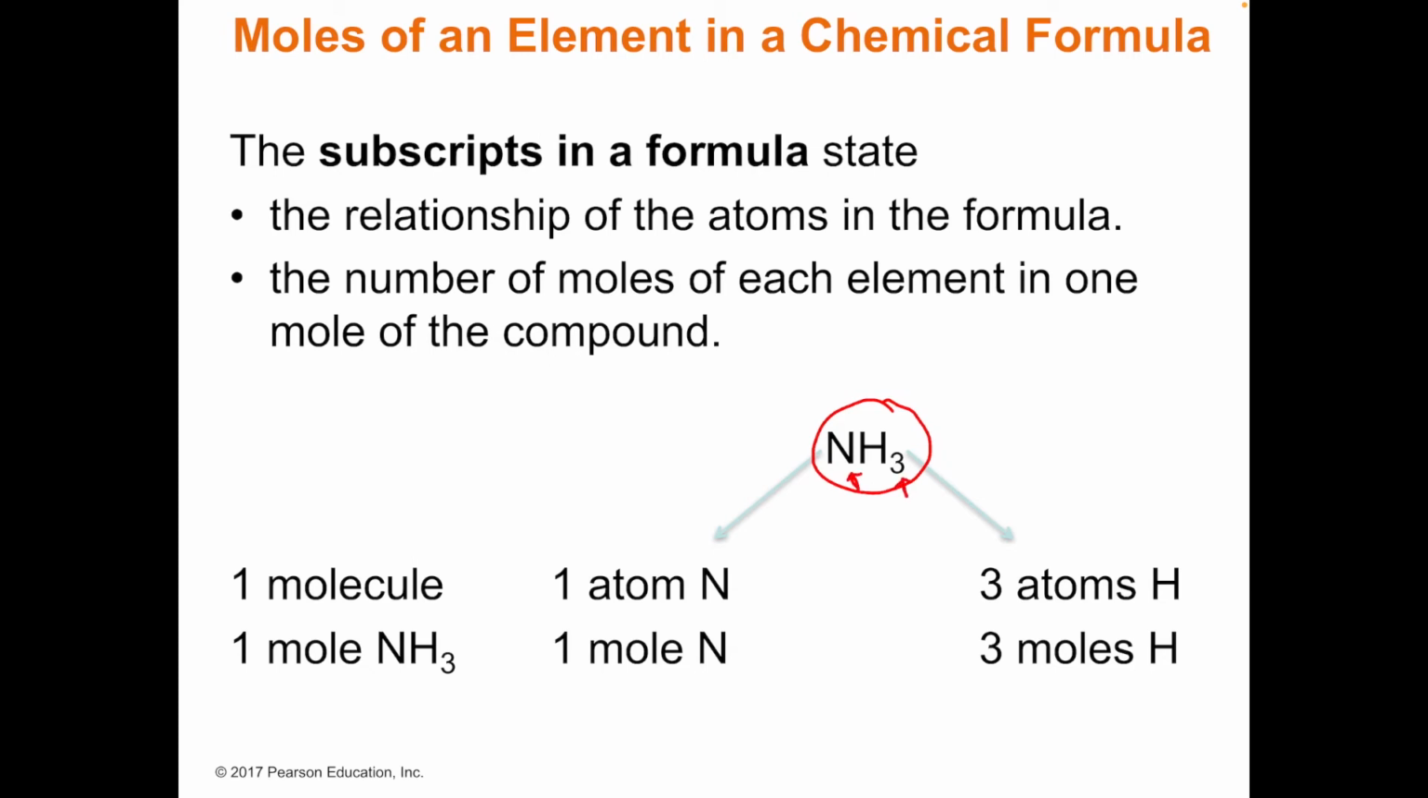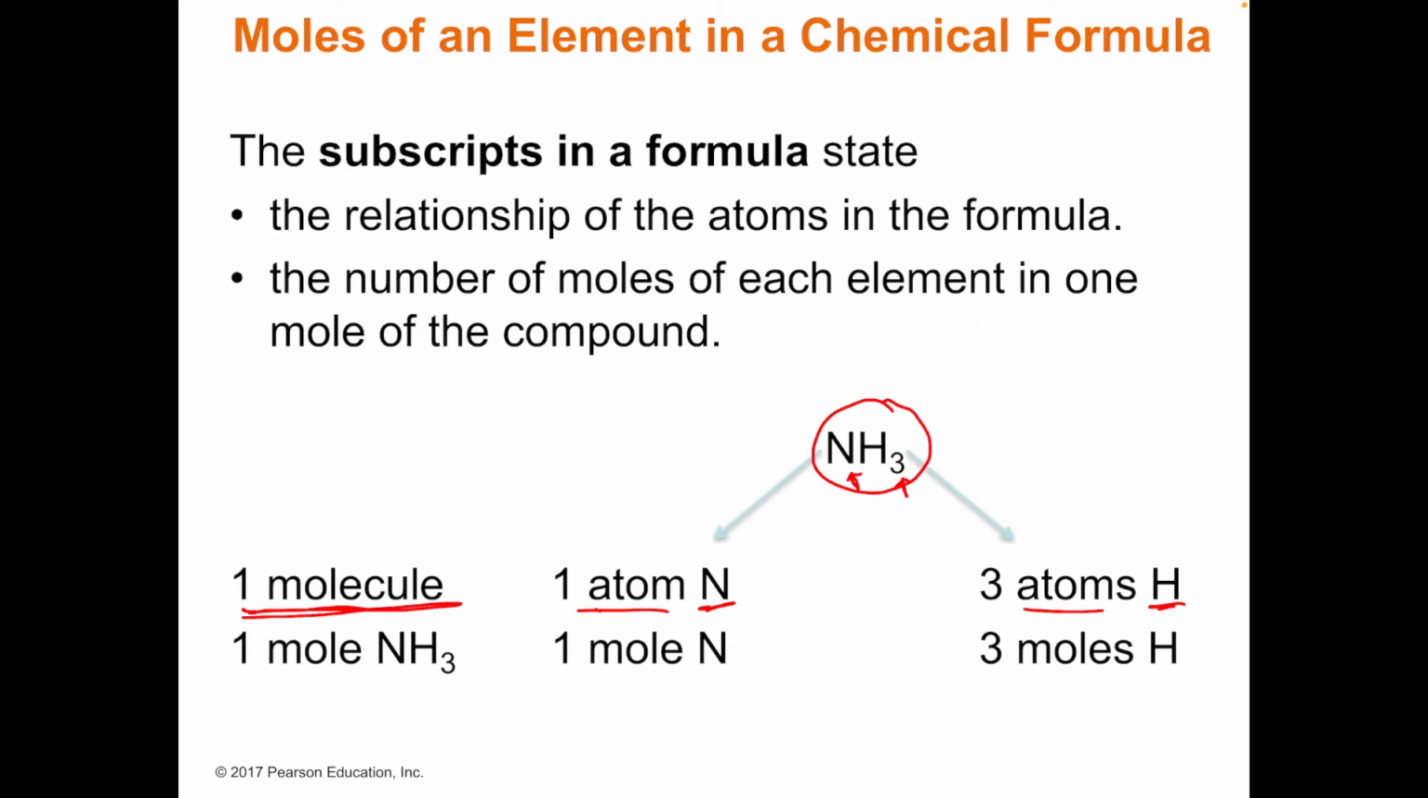And so what that means is if we have one molecule of NH3, we could literally just hold one molecule of NH3. That means if I broke it all apart, I would get one atom of nitrogen and 3 atoms of hydrogen, right? If I just broke it all apart, 1 nitrogen and 3 hydrogens. So if I had one molecule, it would break into 1 atom of nitrogen and 3 atoms of hydrogen.